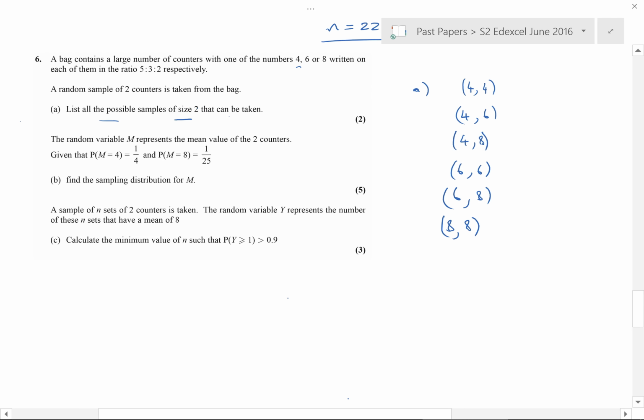Part B asks for the random variable m, which represents the mean of the 2 counters. Find the sampling distribution for m. Well, if we work out what the mean is of these numbers, the mean there is 4, the mean there is 5, the mean of 4 and 8 is 6, the mean there is also 6, the mean there is 7, and the mean there is 8.